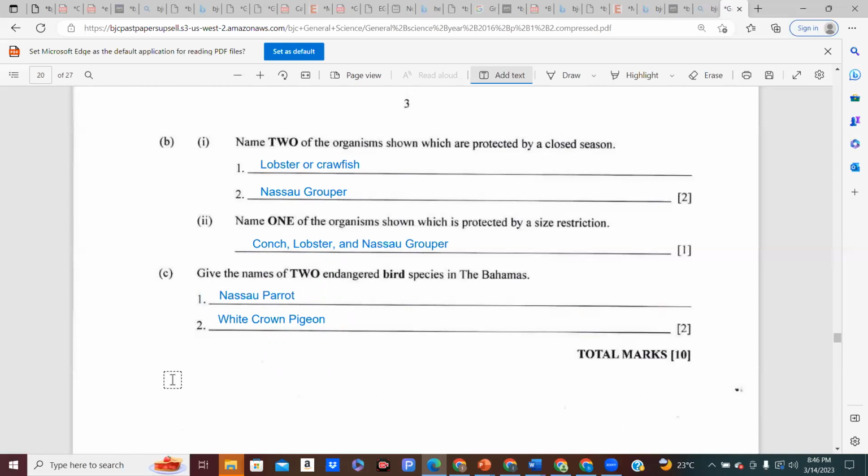Hudson, where's Hudson? Hello. Yes. Give me two endangered bird species in the Bahamas. The Bahama swallow and the Bahama warbler. I'm not certain of those two. Say them again. The Bahama swallow and the Bahama warbler. They are endangered? They are. Okay.